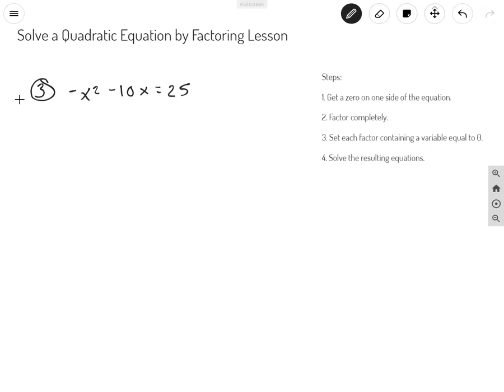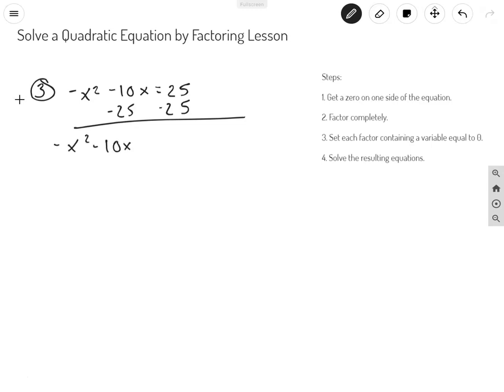Step 1 says get a 0 on one side of the equation. So again, I have 25 over here. I don't want it, so I'm going to subtract whatever's over here from both sides. And again, I can't combine all these. I can't do negative x squared minus 10x. I can't minus 25 from that. So I'm just going to write it out side by side.